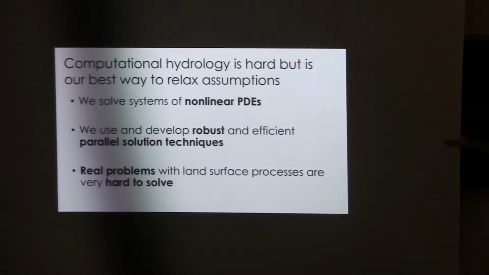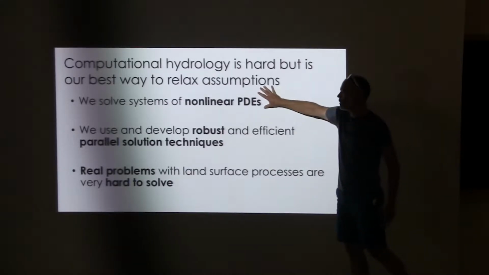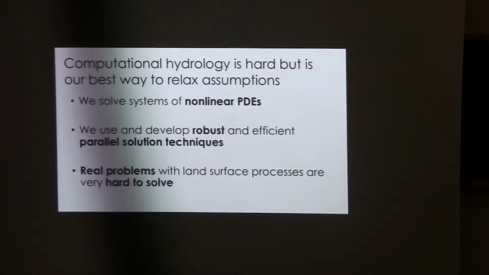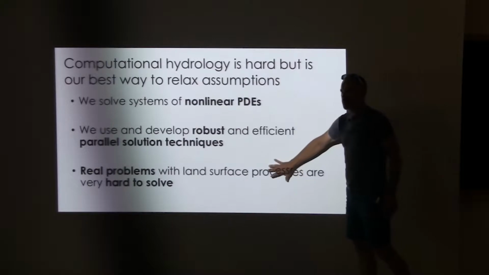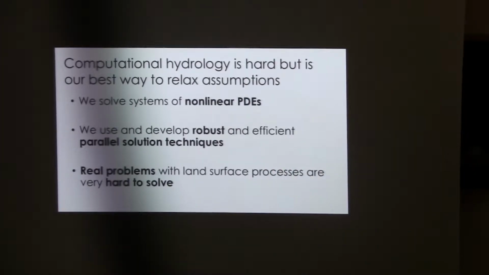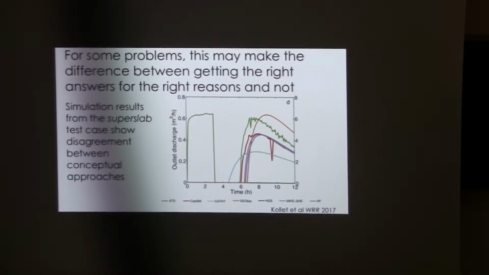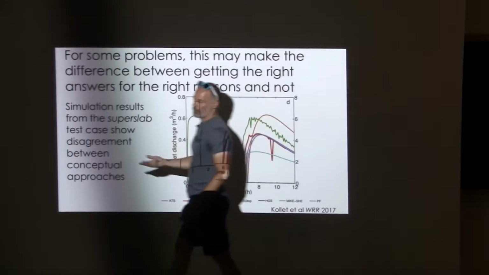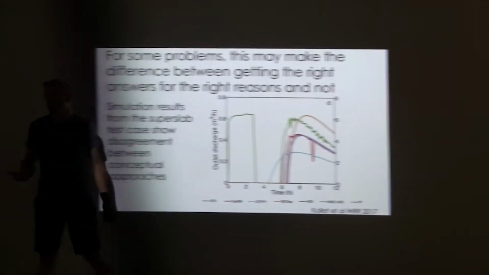So computational hydrology is a great approach for this. We can solve these PDEs. We can throw really robust solution techniques at them. But we end up with these really hard problems to solve, particularly if we want to start to directly address these scale discrepancies. So we're starting to, as a community, try to understand if there is a penalty that we pay for model simplification.